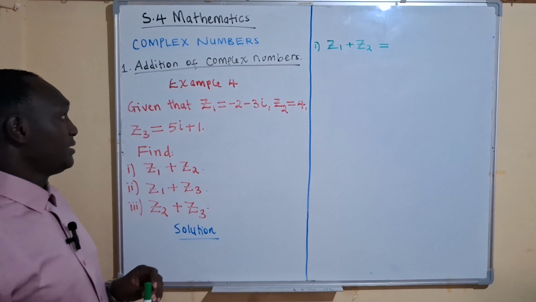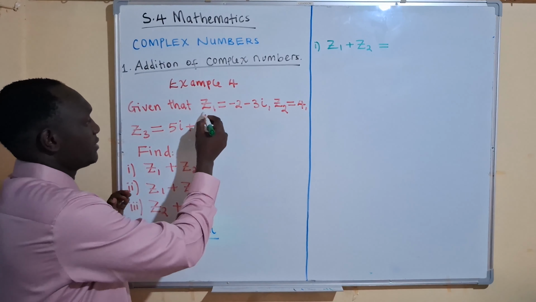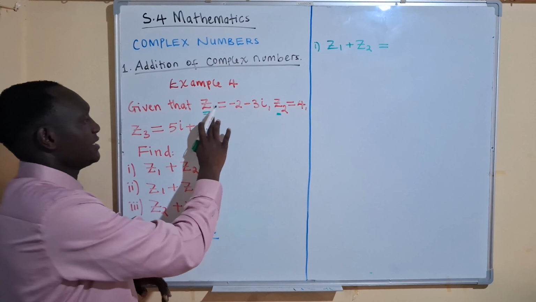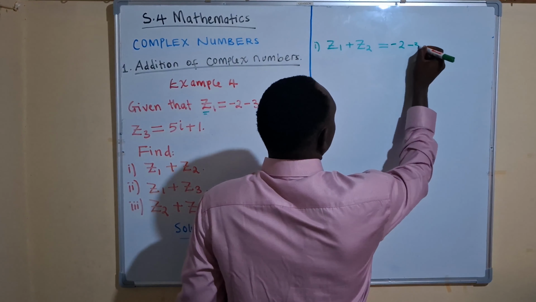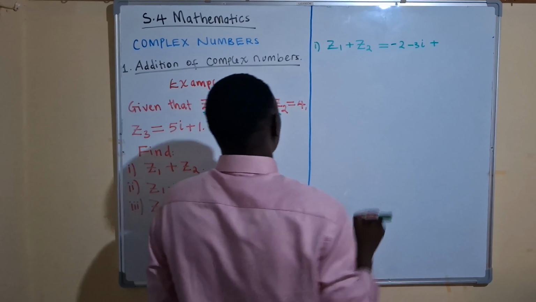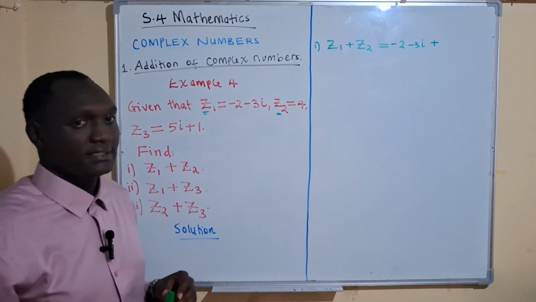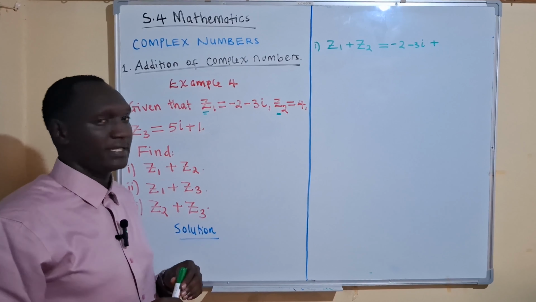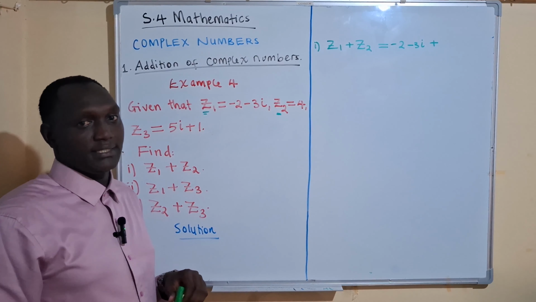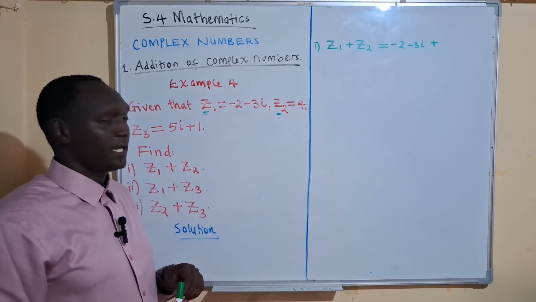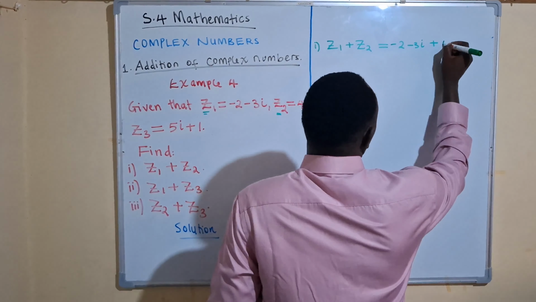So the solution would say z1 plus z2 would just be a mere substitution of z1 and z2. So what is z1? z1 is -2 minus 3i, but we are adding it to z2. What is z2? z2 is 4. This means that the imaginary part of the complex number z2 is 0. So the coefficient of i is 0. That's why there is no i in z2. So we just add plus z2, which is 4.